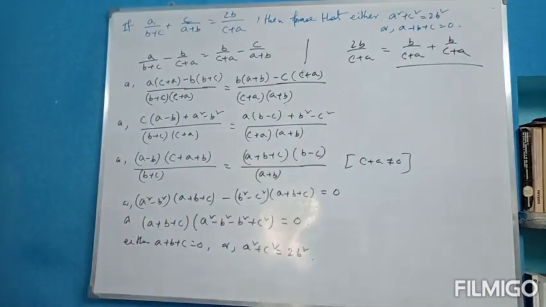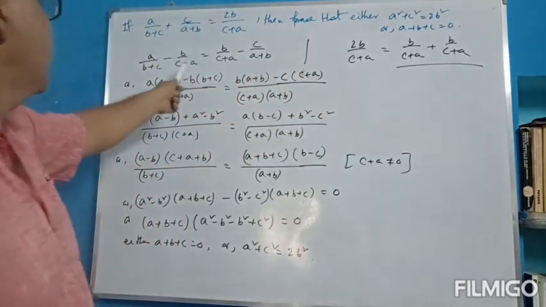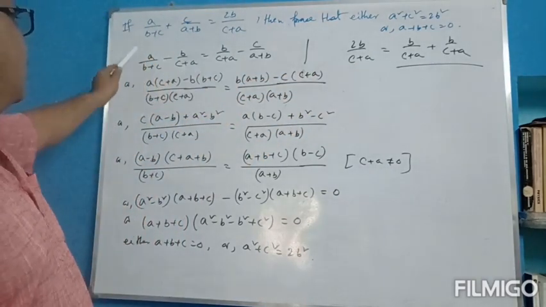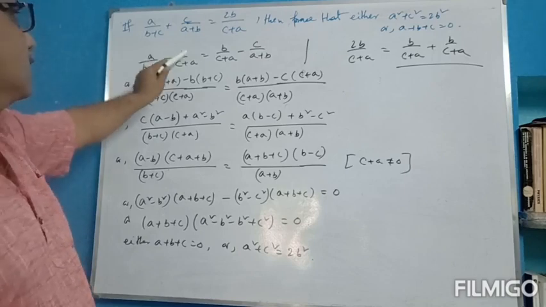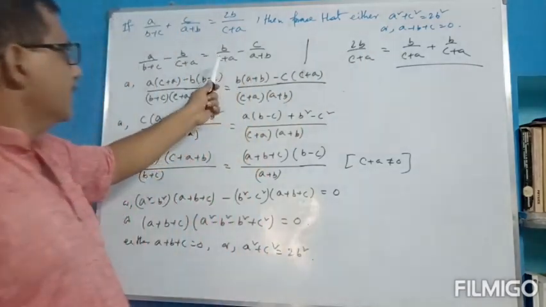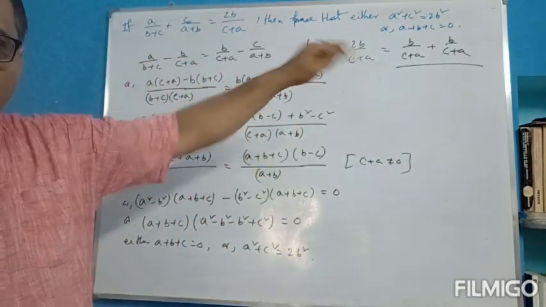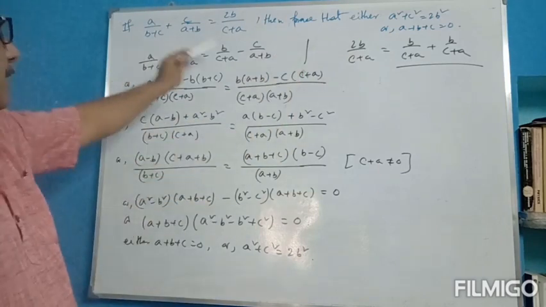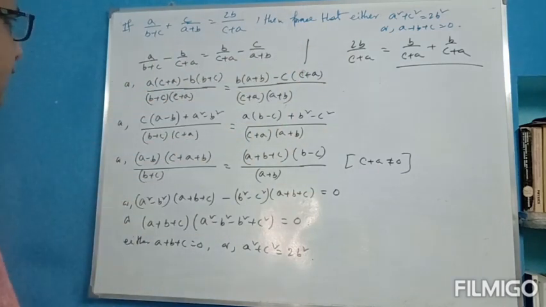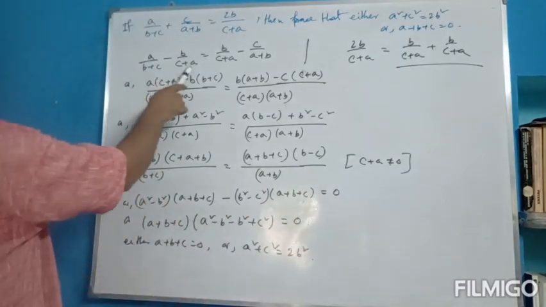2b by c plus a can be put in this form, b by c plus a plus b by c plus a. Now 1 b by c plus a taken to left hand side, this remains intact, a by b plus c minus b by c plus a, and 1 b by c plus a remains intact in right hand side, and c by a plus b transposed into right hand side. Then find the LCM.